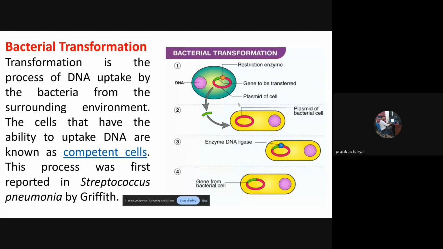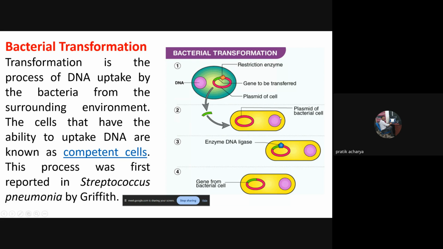Now this genome is the environmental genome. That means it is not primitively present in the bacteria. This is the competent bacteria. That means this bacteria has the ability to receive the DNA, uptake the DNA. Just look at this picture. This type of DNA was not primitively present in the bacteria.